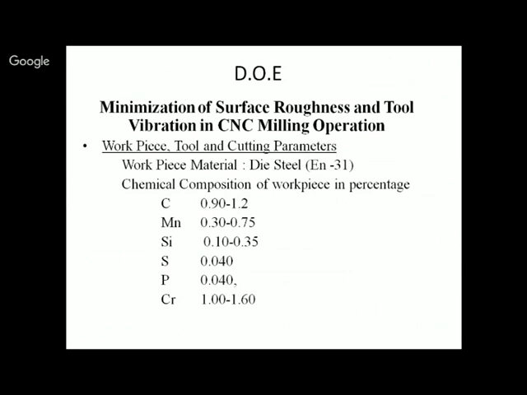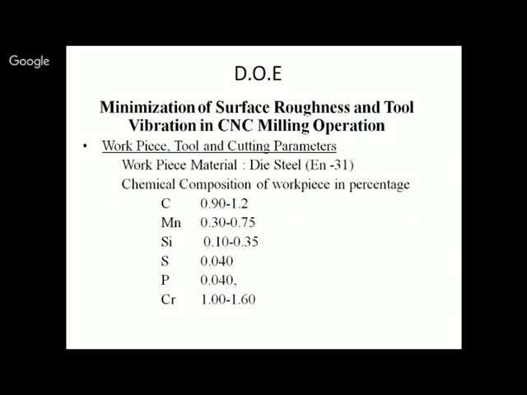I have done the minimization of surface roughness and tool vibration in CNC milling operations. So my objective is very clear in my topic: I have to minimize my surface roughness and tool vibrations. But there are some other variables which can affect this, such as tool life, which is not my objective in this study.